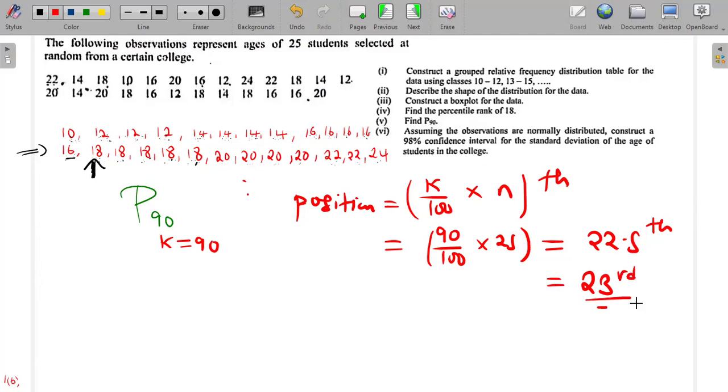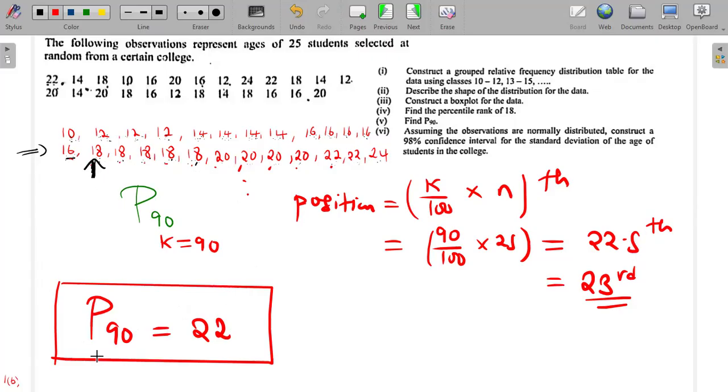So the position is 23rd. You just come to this data and count until you reach 23. That will be the 90th percentile. So 13, 14, 15, 16, 17, 18, 19, 20, 21, 22, 23. So that will be 22. The 90th percentile is 22.